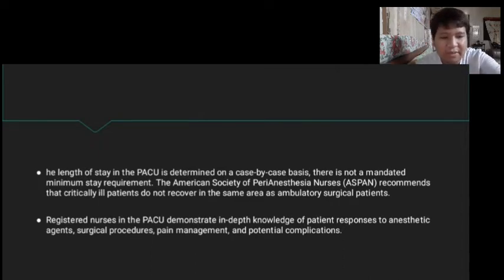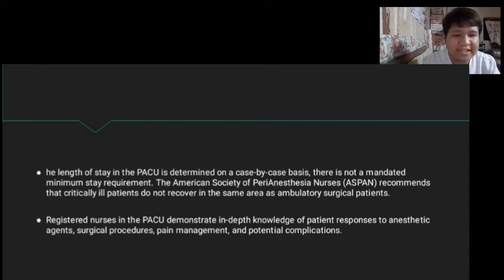Emergency, dapat diretso ka para sa CPR mo siya, or yung care na gagawin mo sa kanya pag nag-code blue ang patient. The length of stay in the PACU is determined on the basis that there is no mandated minimum stay requirement. Sa Amerika kasi pinapabayaan nila after. Pero pag critically ill patient talaga na do not recover at the same time, depende kasi sa patient yun.